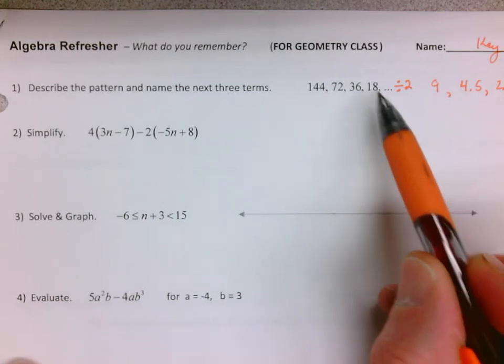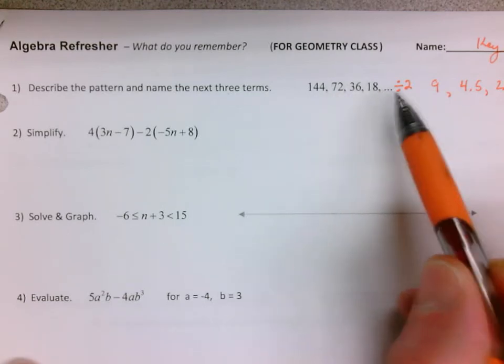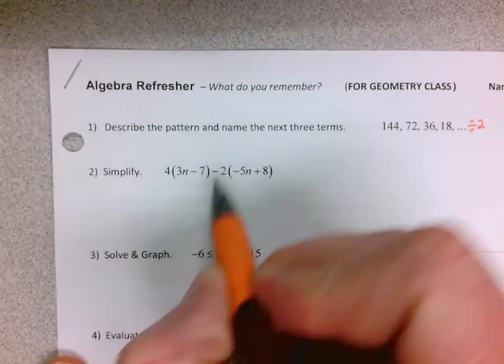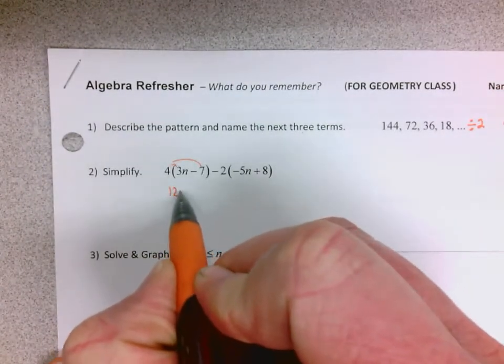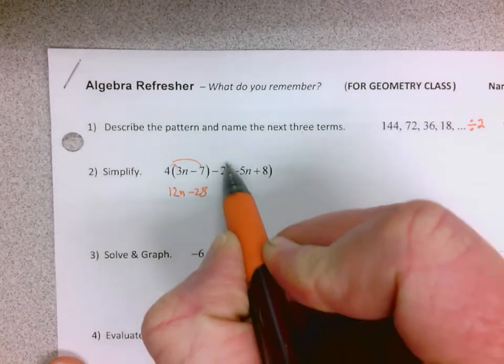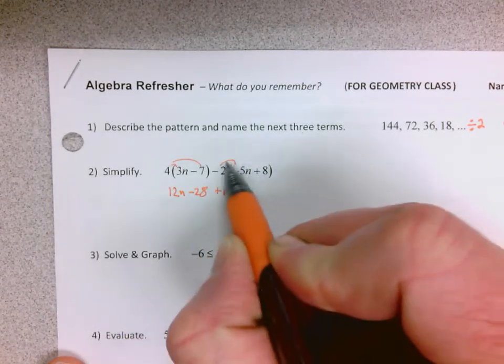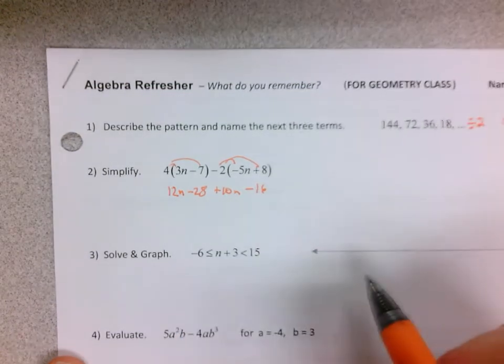We've been doing that. Just look for what's happening. It's like dividing by 2 each time. Second one, simplify, distribute 12n minus 28. Always draw the lines. That's a negative 2, so that's 10n and then minus 16. Again, draw the lines, make sure you don't mess this up.